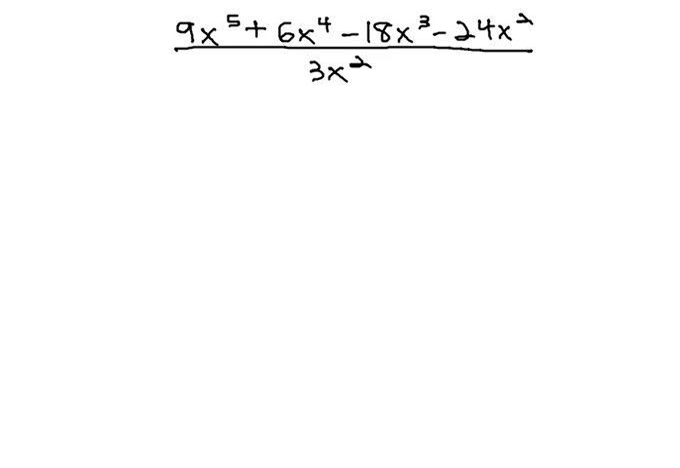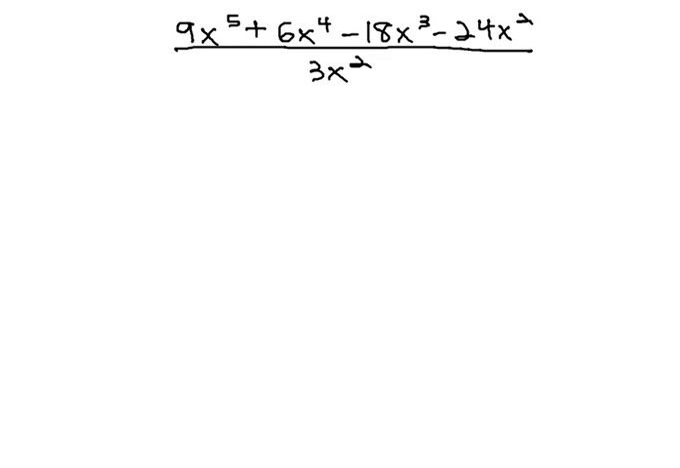In this video, we're going to take a look at dividing a polynomial by a monomial. One way to divide a polynomial by a monomial is to distribute the division through every single term, similar to how we would distribute multiplication. In this first example, we are looking at 9x to the 5th plus 6x to the 4th minus 18x cubed minus 24x squared all over 3x squared.